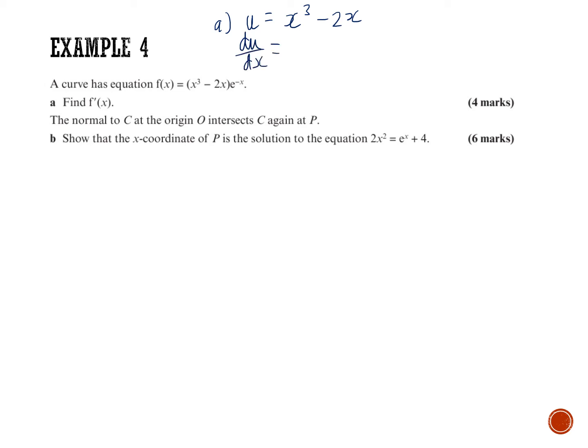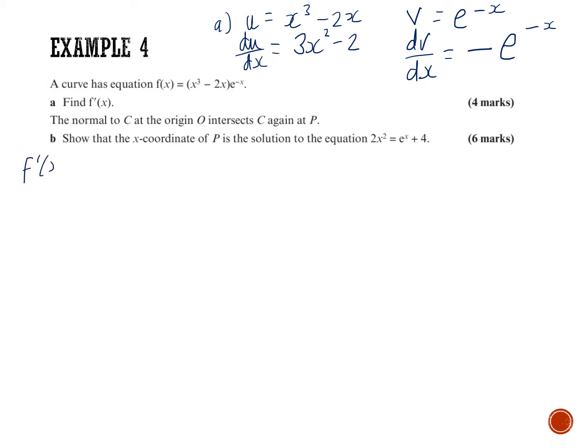So you write it down, 3x squared minus 2. V is equal to e to the minus x. Be really careful with this. What is dv dx? You know e to the something goes to e to the something, but remember, by the chain rule, you get the minus at the beginning because you differentiate the minus x to get the minus 1. Lovely.